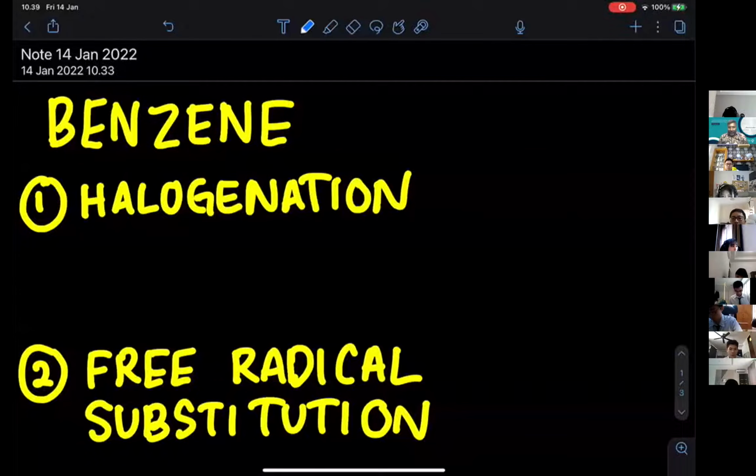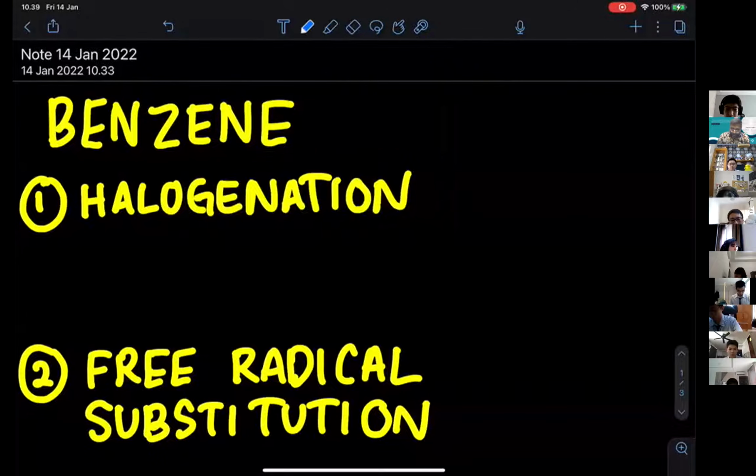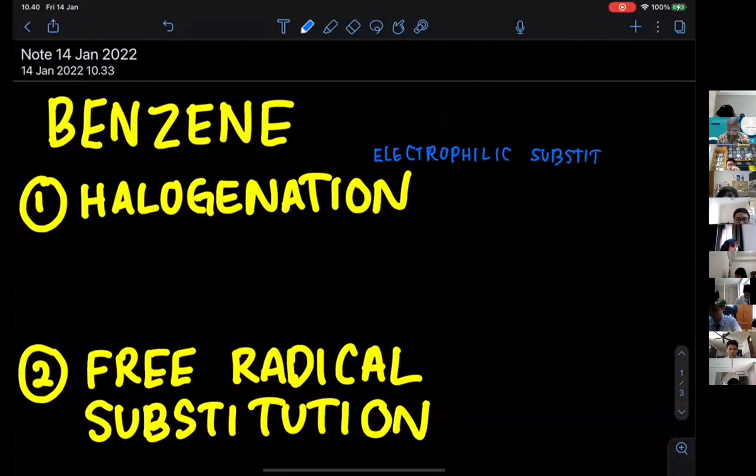Benzene and methylbenzene will undergo a few reactions. The first one is going to be halogenation. Halogenation is considered to be an electrophilic substitution reaction.